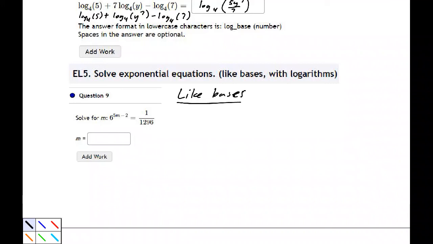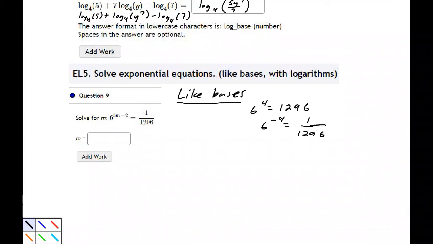So I might go, let's see, 6 squared is 36. That's not right. 6 cubed is 216. 6 to the 4th is 1296. All right. So 6 to the 4th equals 1296, which means 6 to the negative 4 is equal to 1 over 1296.